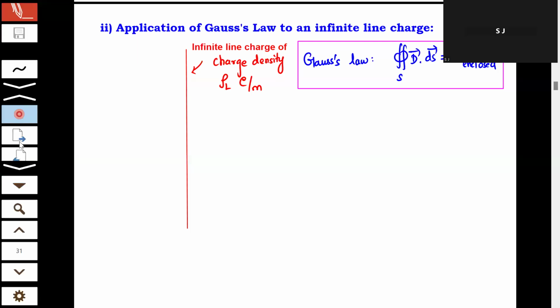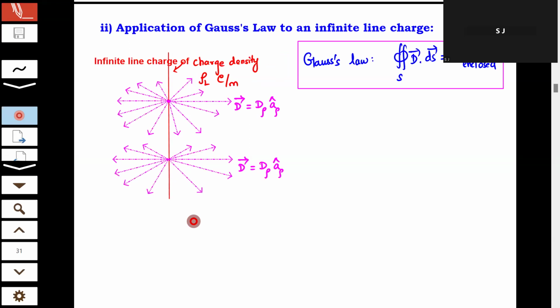The next application of Gauss law, which we are going to discuss, is for an infinite line of charge carrying charge density rho L coulomb per meter. We'll consider a straight line of charge which is infinitely long. For this infinite line of charge, the flux lines are going to be directed radially outward throughout the entire length of the line. We can consider a cylindrical system, and the flux density vector D has the component a rho.